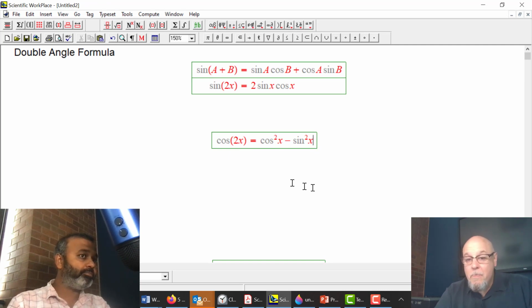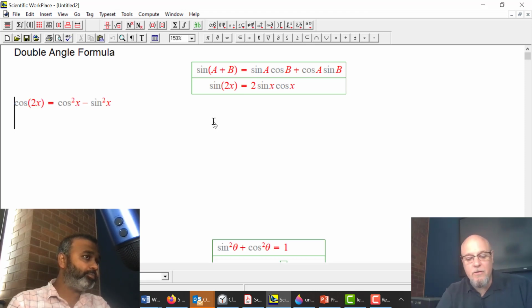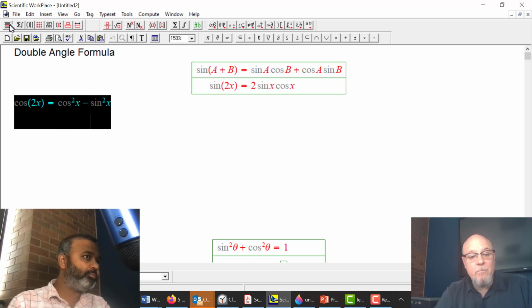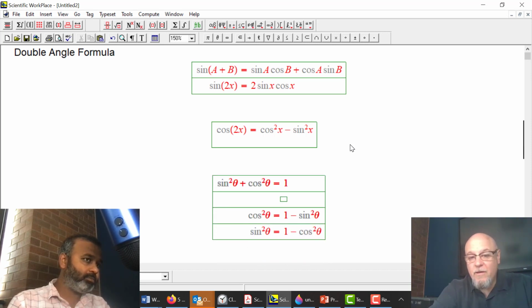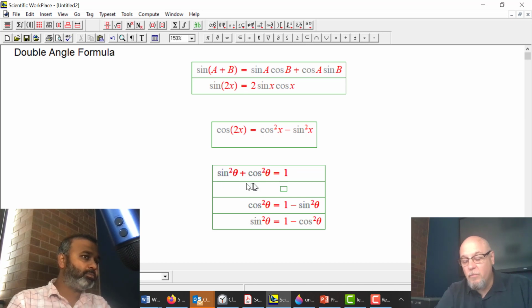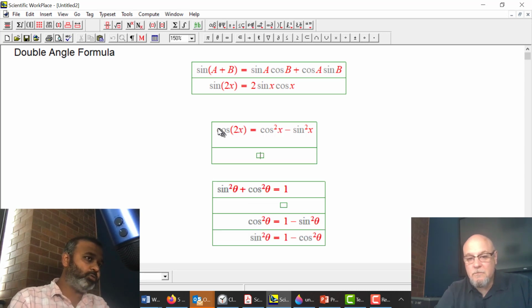Now, we can do a bit more, right? When you were asked to memorize these double angle formulas, cosine had 3 of them. If I go back and remember that sine squared plus cos squared equals 1, I can solve that for cos squared equals 1 minus sine squared, or I can solve that for sine squared equals 1 minus cos squared. And you can plug those in there.